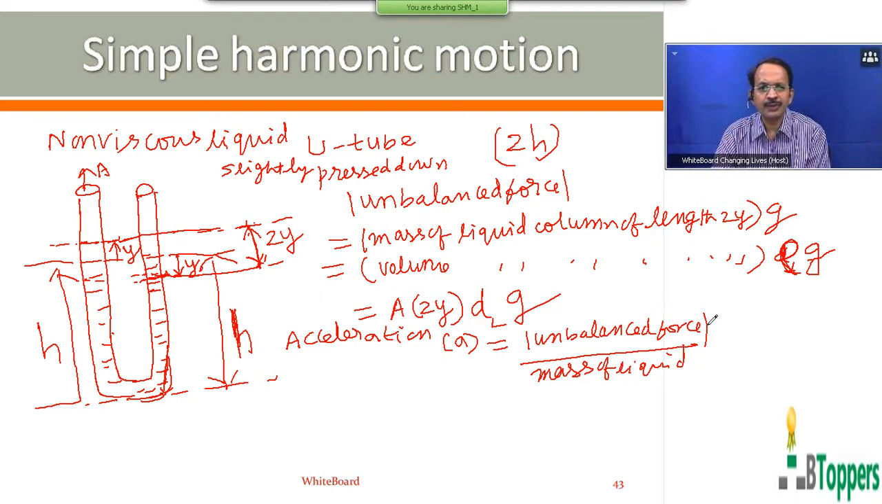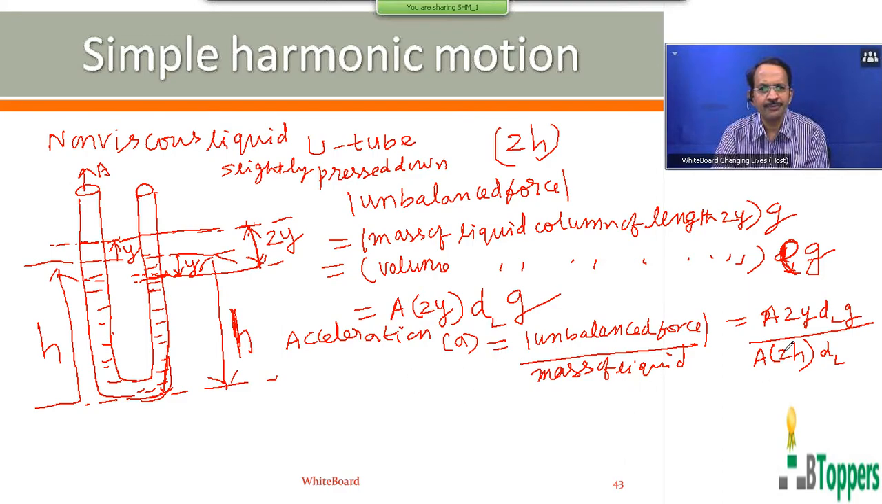So the magnitude of the unbalanced force on the liquid column can be written as A into 2y into dl into g. Total mass of the liquid is equal to volume of the liquid into density of the liquid. Total volume of the liquid, including the liquid in both the limbs, will be A into 2h, because the total length of the liquid column is 2h. Into area, this is the total volume of the liquid in the two limbs, into density of the liquid, gives the mass of liquid in the two limbs.